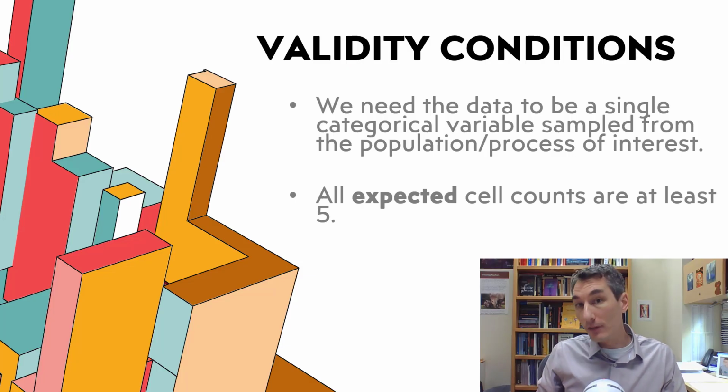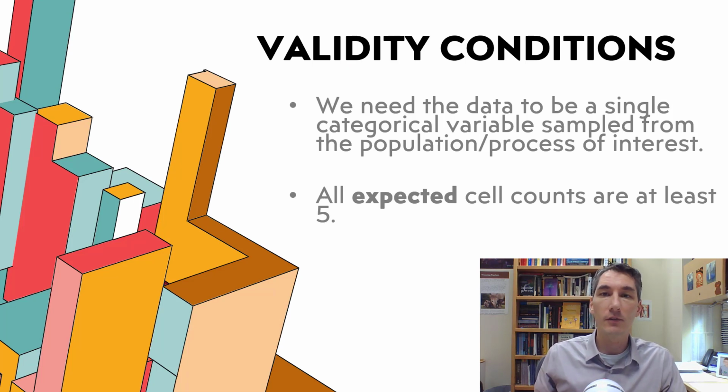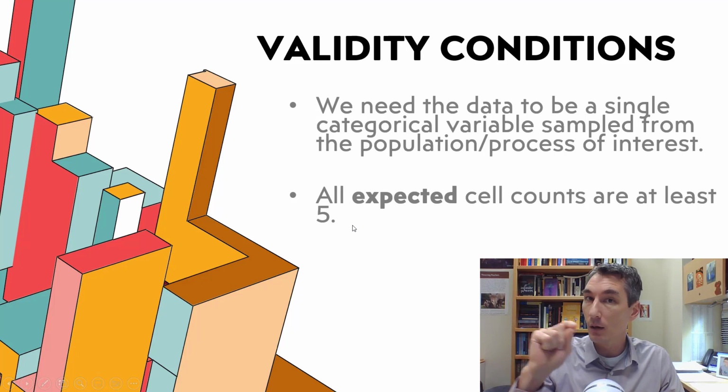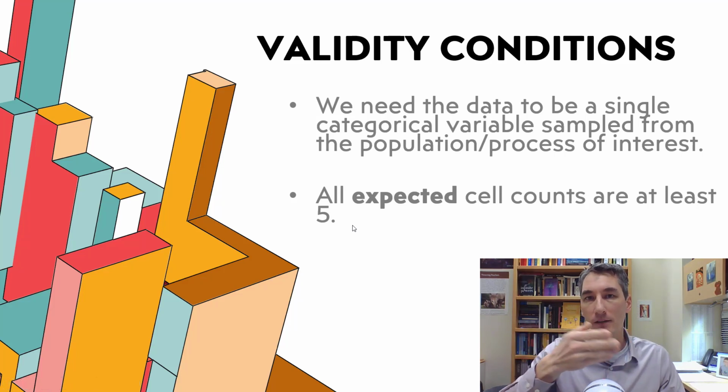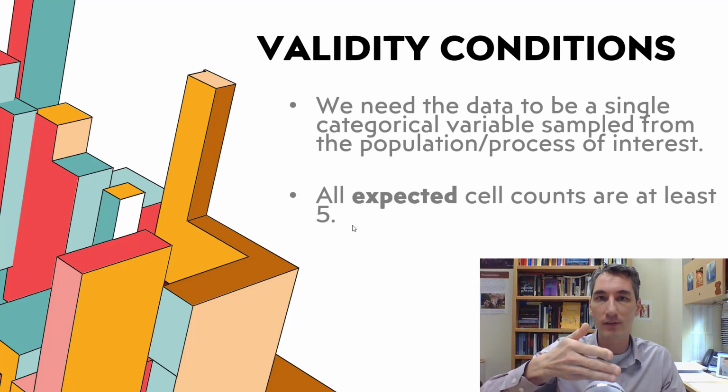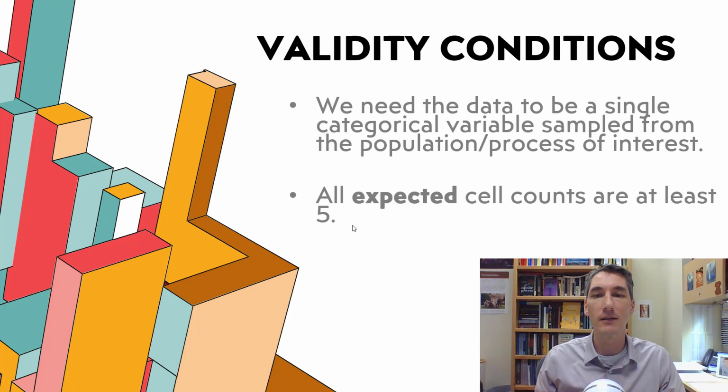Okay, now there are validity conditions to the theory-based test. Basically, you need data from a single categorical variable sampled from the population, and then the expected counts have to be at least 5. That's key. So it's the expected cell counts that all have to be at least 5, not the observed, but the expected. Okay, in this case, the expected was 120 rolls, 1/6 each time, so we got 20 expected. So that was fine. We met the validity conditions.